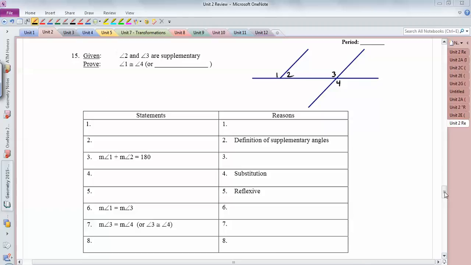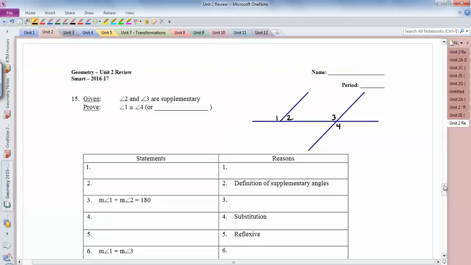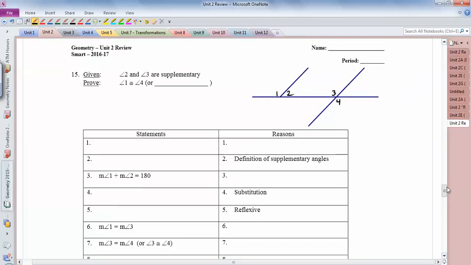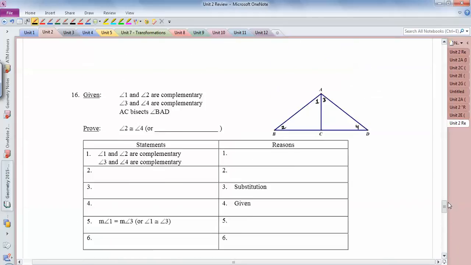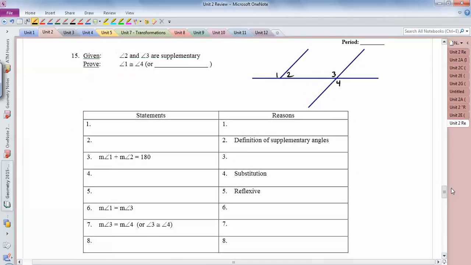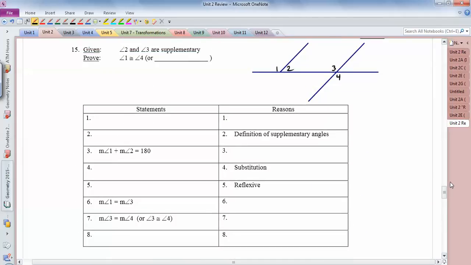Okay, so this is Unit 2 review. We're going to do numbers 15, 16, and probably I'll just cram in 17 too, because that's the last one. All right, so let's take a look.